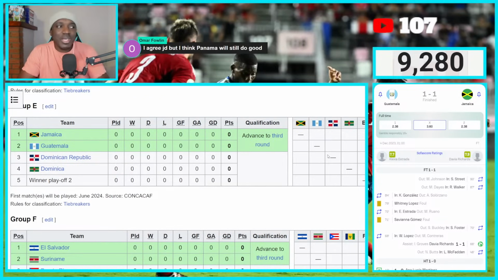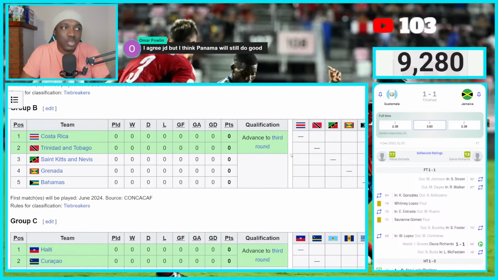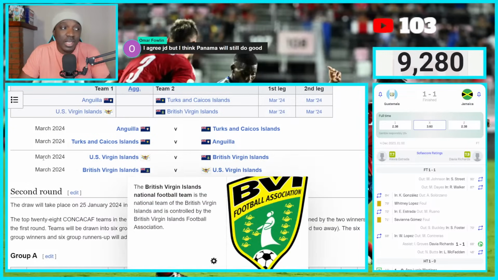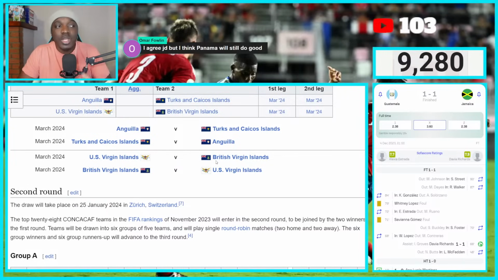Group E: Jamaica, Guatemala, Dominican Republic, Dominica, and the winners of playoff two. So you have playoff one and playoff two. This would have been playoff two: US Virgin Islands, British Virgin Islands. They are going to play two legs in March 2024. So Jamaica will know which one of them they are going to be playing.